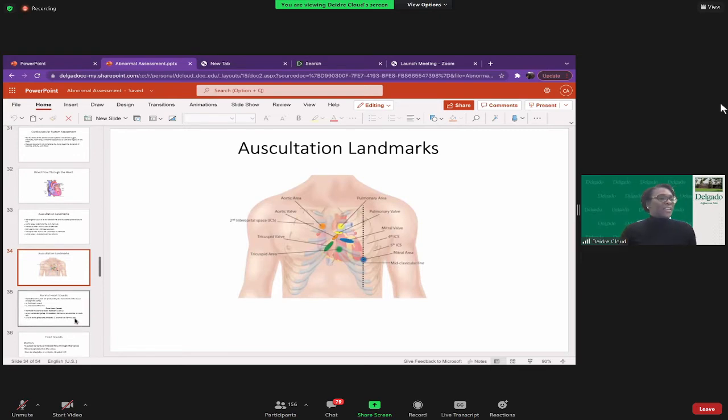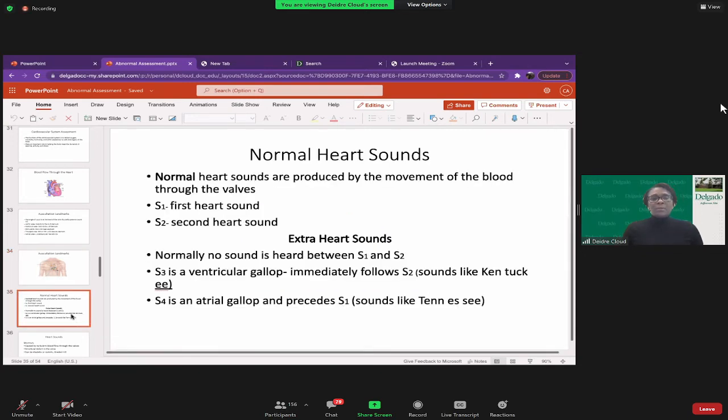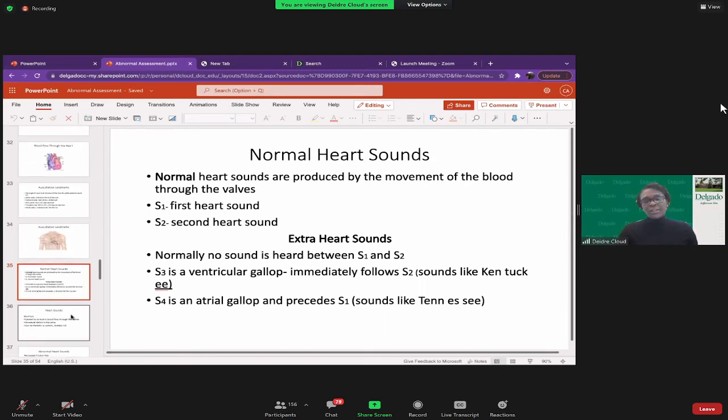And there's a nice little picture that goes through the auscultation landmarks with you. So once you've prepared your patient, these are your normal heart sounds, and these are extra heart sounds. They tell you what they sound like, and I don't have the sounds for the heart sounds, I'm sorry. You could just Google it. That's what I did. I went to YouTube. They talk about your S1, your S2. Those are your normal heart sounds. And sometimes you'll hear a ventricular gallop or atrial gallop.